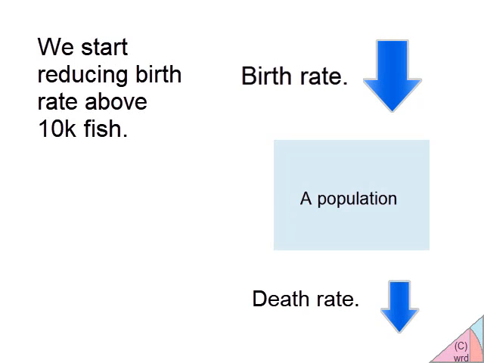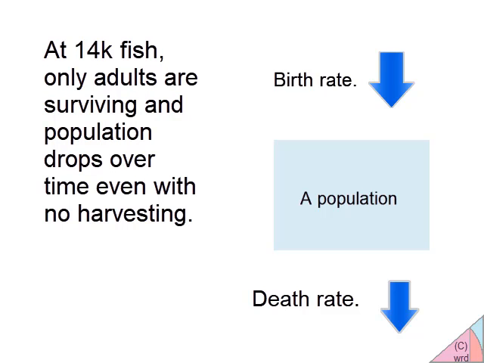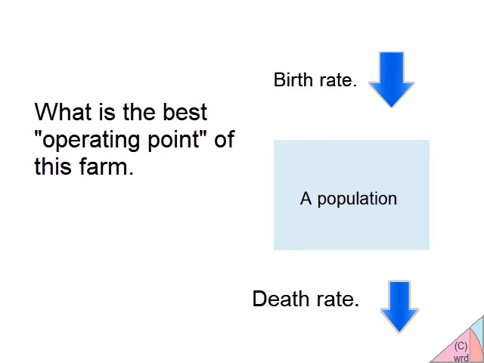Above 10,000 fish in this environment, we start to trim down effective birth rate due to the stresses of crowding and higher levels of waste in the water. At 12,000 individuals, birth rate and death rate balance with no harvesting. If the farm operator dumps 14,000 fish into this volume of water, the model would begin with zero effective birth rate. What is the sustained harvesting potential of this farm?